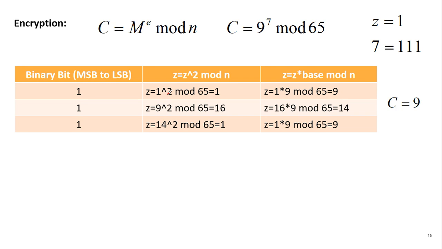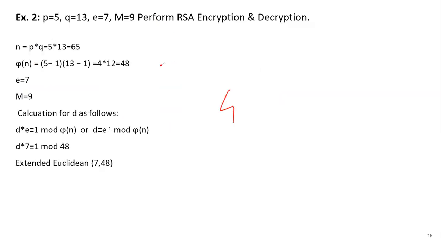Then the next step is the encryption. Encryption is performed at the sender side on the message, in which it uses the public key of the receiver. Therefore C is equal to m raised to e mod n, that is C equal to 9 raised to 7 mod 65. At the sender side we don't know P and Q, we know only N, because P and Q are decided at the receiver side, and it sends only the public parameters, that is N and E, to the sender.